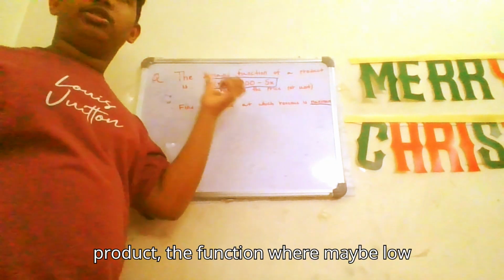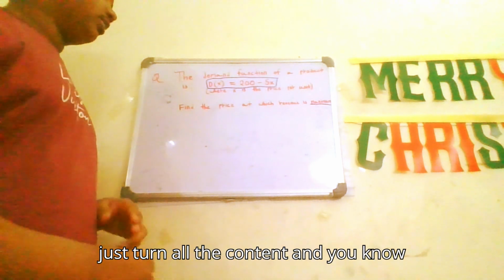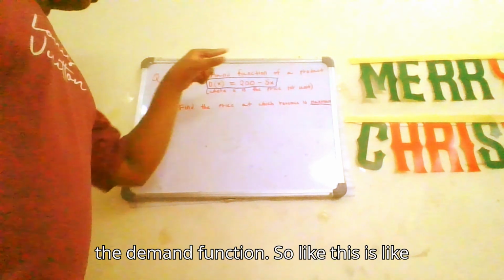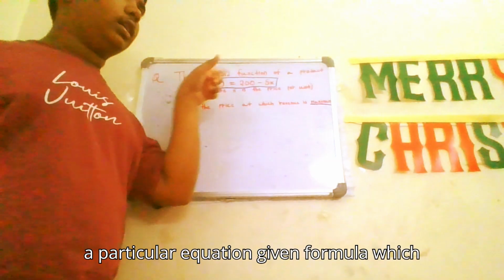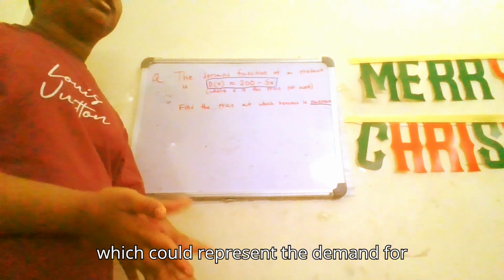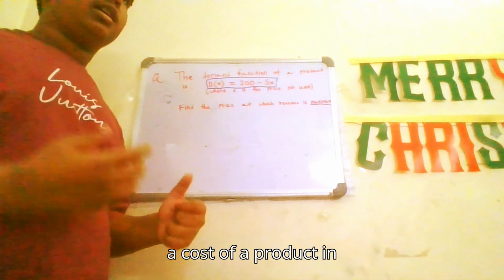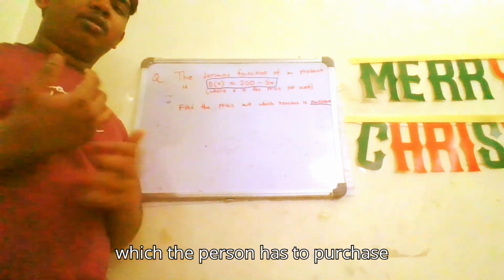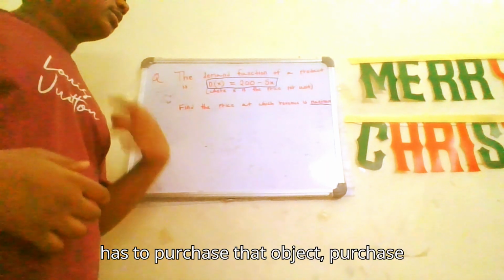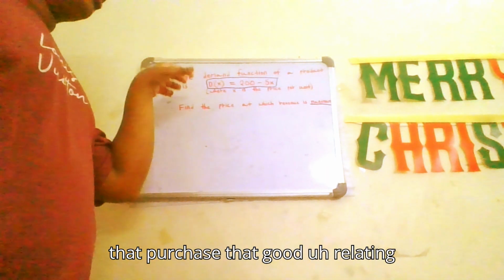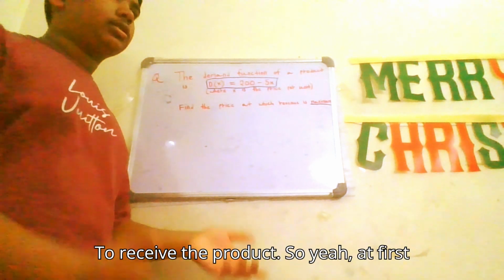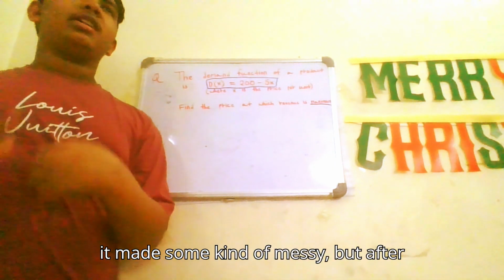The word function may be a little new, but it'll all click in when you know the concept. And this is the cost basically. This is a demand function. It's a particular equation, a given formula, which represents the demand for a product, at which the person has to purchase that good at that particular price to receive the product. At first it may sound kind of messy, but after some time it just clicks in.